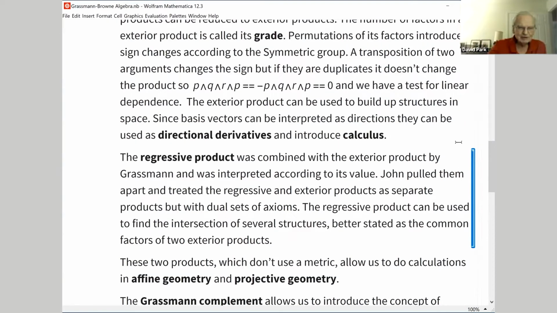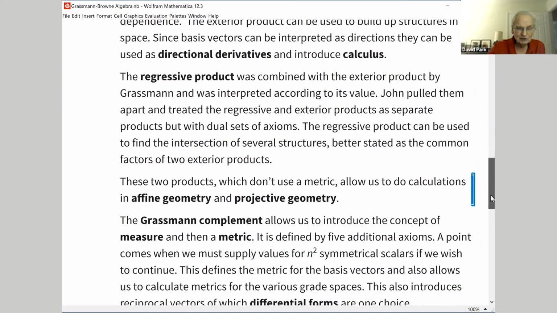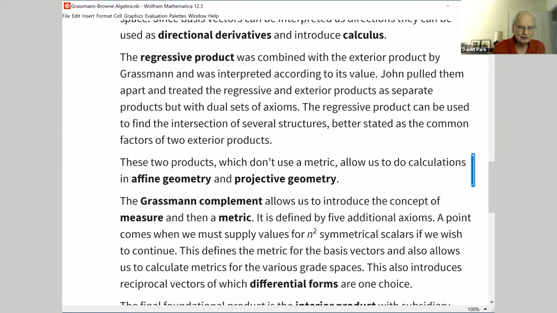The regressive product was combined with the exterior product by Grassmann and was interpreted according to its value. John pulled them apart and treated the regressive and exterior products as separate products, but with dual sets of axioms. The regressive product can be used to find the intersection of several structures, better stated as the common factors of 2 exterior products. Products which don't use a metric allow us to do calculations in affine geometry and projective geometry.